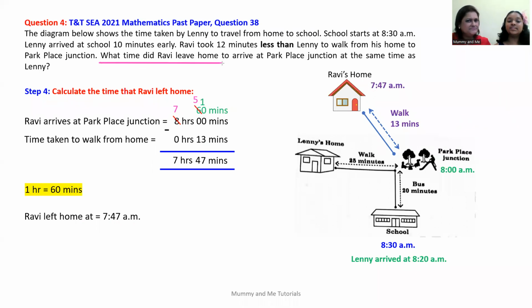And what did the question ask of us? What time did Ravi leave home to arrive at Park Place Junction at the same time as Lenny? So Ravi left home at 7:47 a.m. He walked for 13 minutes and he arrived at Park Place Junction at 8 a.m. And both him and Lenny arrived at Park Place Junction at 8 a.m. And the question asked, what time did Ravi leave home? The answer is 7:47 a.m.